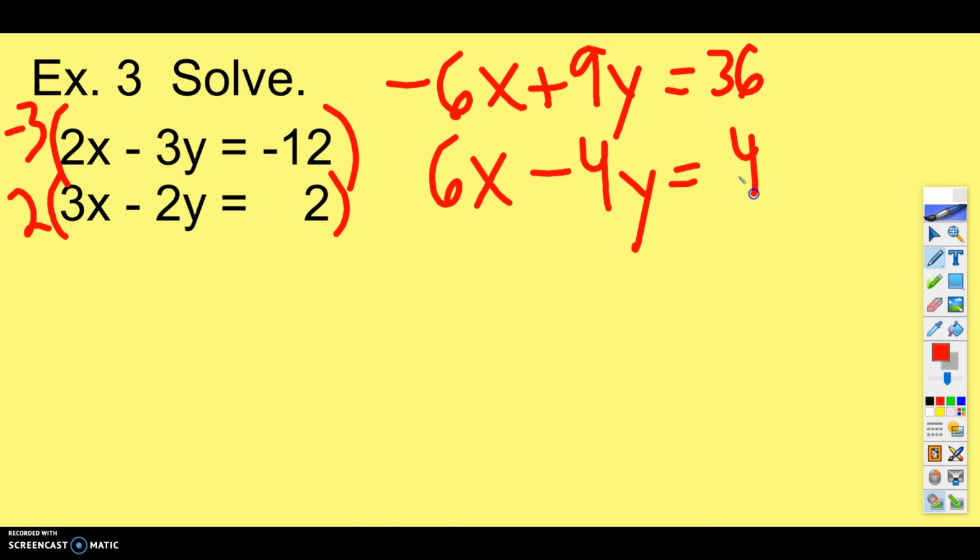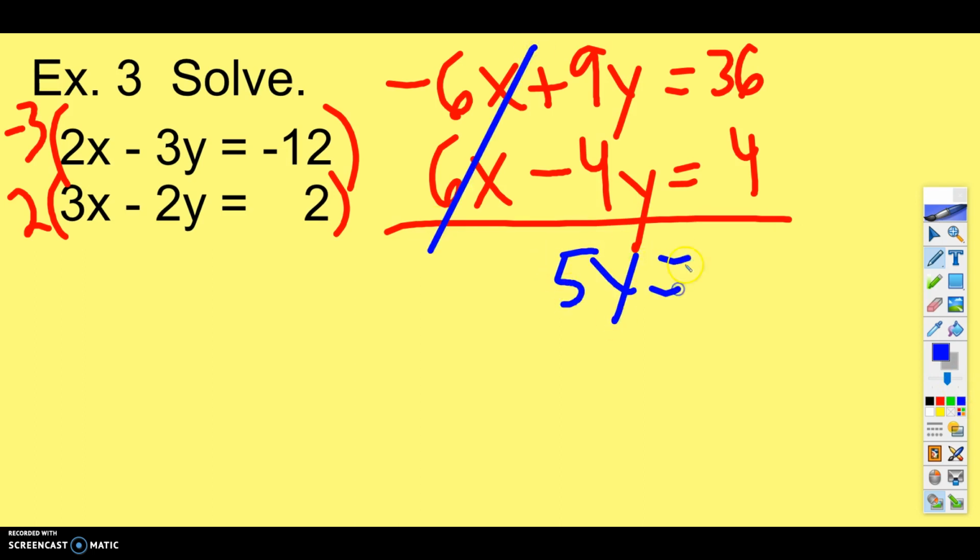And then on the bottom, when I multiply by 2, I get 6x minus 4y equals 4. So I had to multiply the top and the bottom by a number. The first one, I didn't have to do it to any. The second one, I did it to one of them, and now I've got to do it to both. And so now I can add, and good things are going to happen. I'm going to have that gone. I have 5y equals 40. Southern twang coming out a little bit. 5y equals 40. y equals 8.